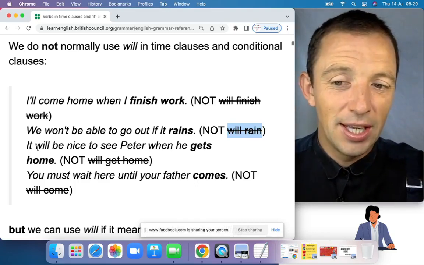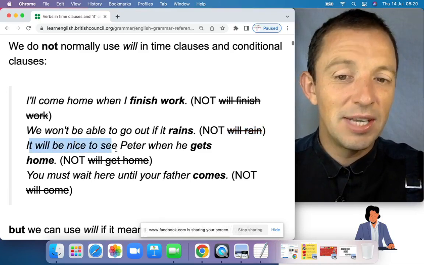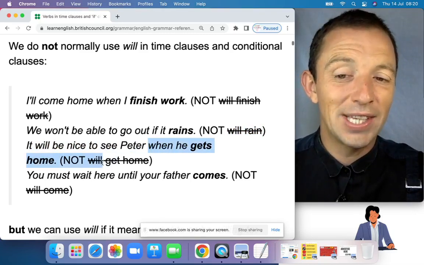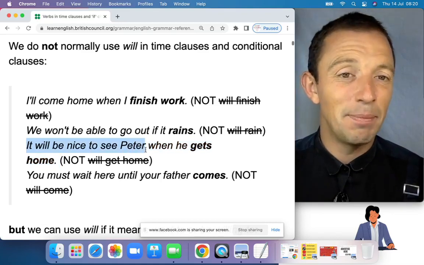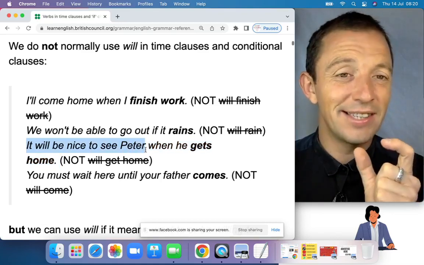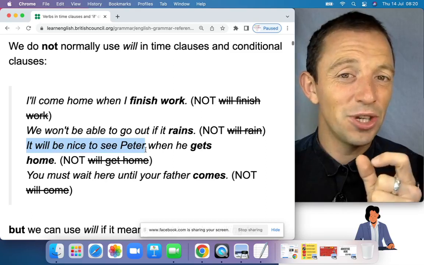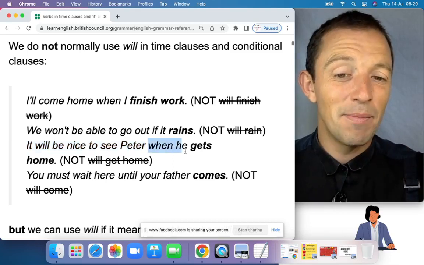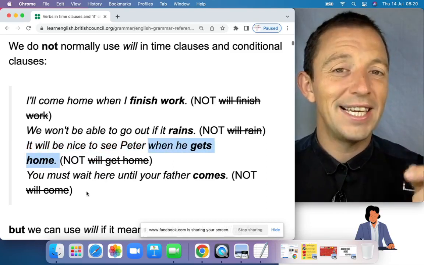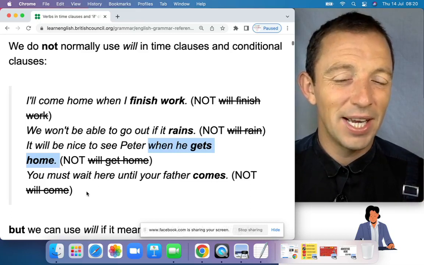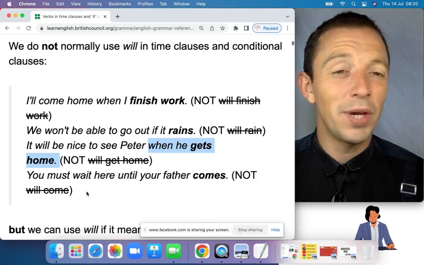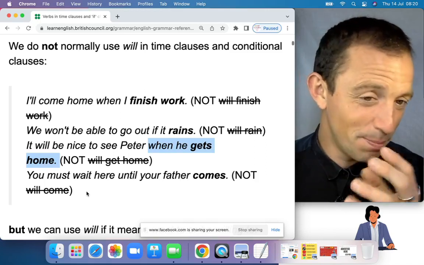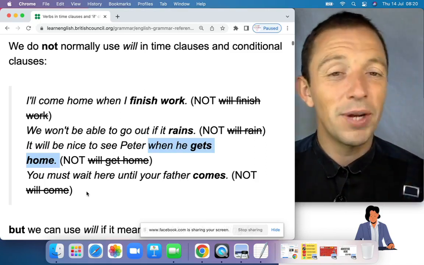Next. It will be nice to see Peter when he gets home. So the first clause, it will be nice to see Peter. That's the first part. It's the clause, and this is the future. The time clause, when he gets home. Okay, and this is in the present. The time clause is in the present tense, but we are speaking about the future.